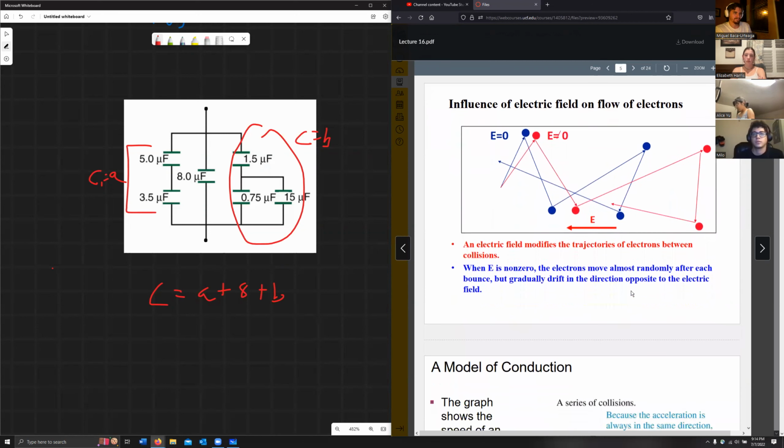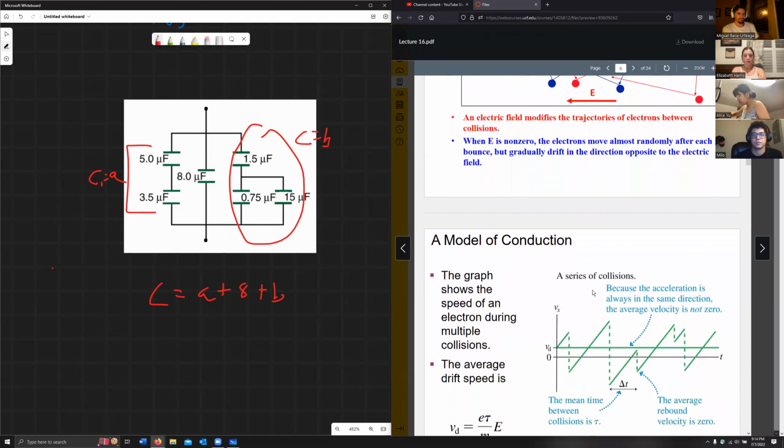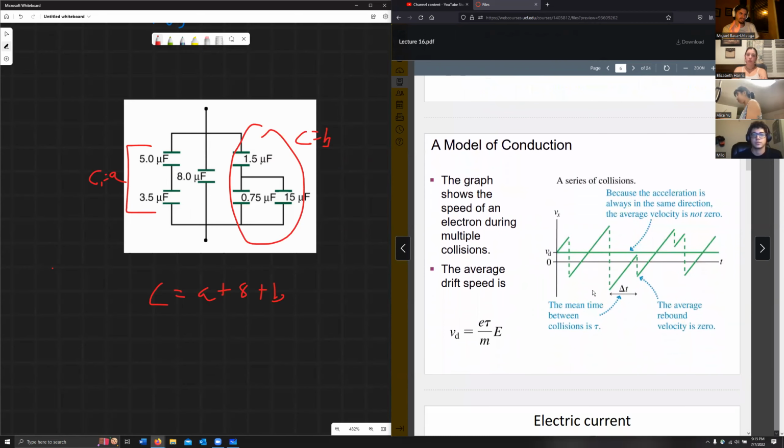Okay. So I see it here, but it gradually drifts in the direction opposite to the electric field. Yeah, the electric field is going completely left. That makes sense, because positive is on the right, so it's going that way, and the negative is attracted to the positive. Okay. A model of conduction.